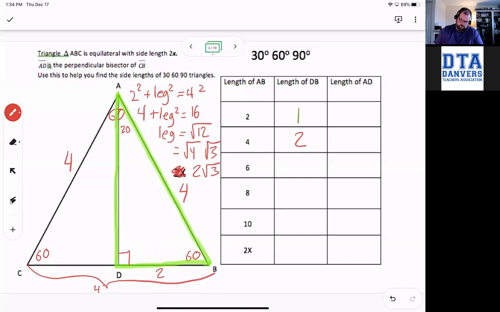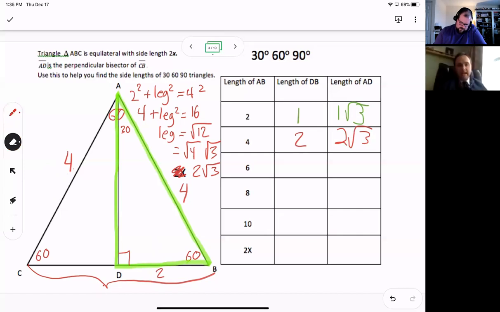So it's 2 square roots of 3. We didn't write the 1 square root of 3. I'm going to write that here. 1 square root of 3. We forgot and now we got 2 square roots of 3. Okay. So can we do the same thing? So we've got 6 now for AB. And if AB is 6, then DB is half of 6. I can do that. That's 3.